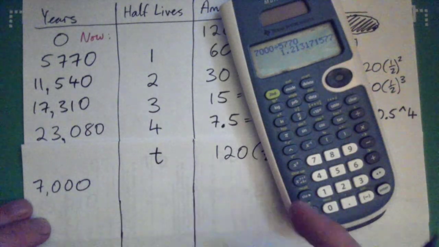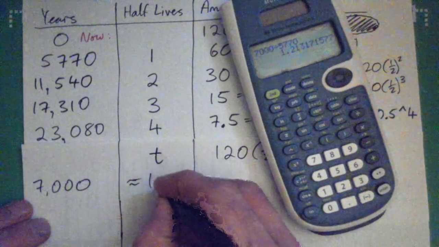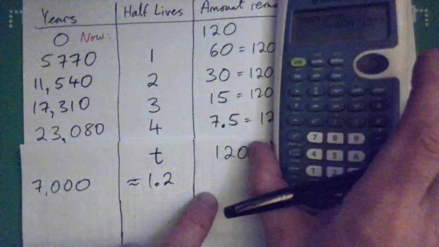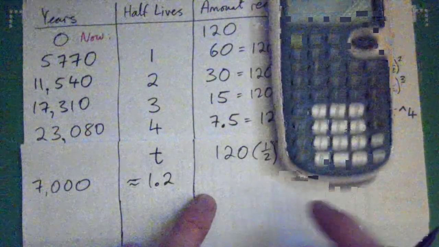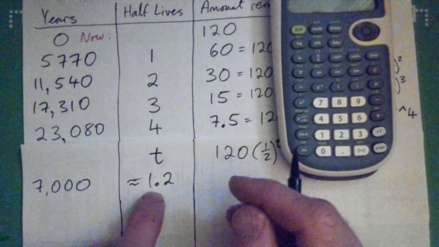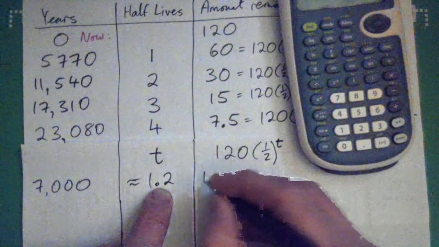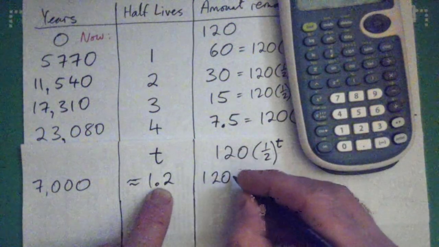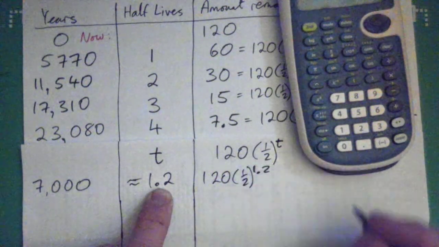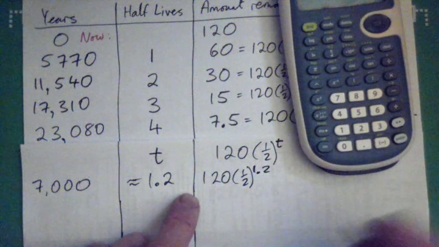Now, because we're putting it into a formula, I'm just going to say it's about 1.2. But because I'm putting it into a formula, I'm probably going to use this entire thing if I can, right? But in any case, if I have 1.2 half-lives, then I go 120 times a half to the power of 1.2, correct? Right. Or in fact, let's just use some more digits because we want to be a bit more accurate.